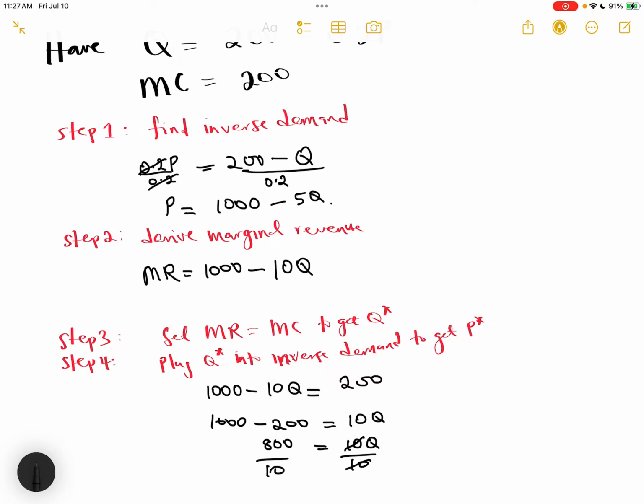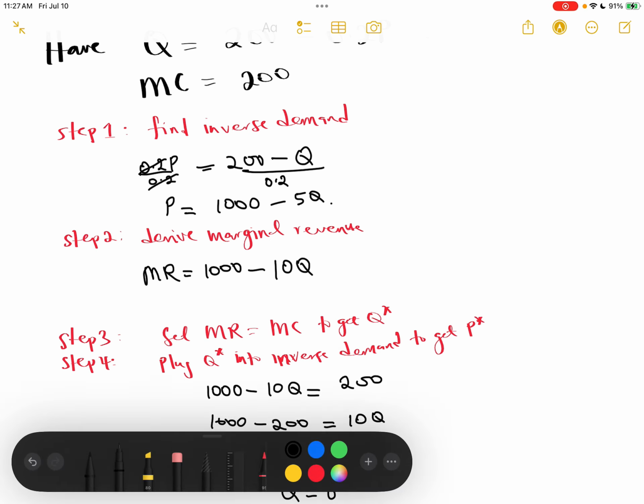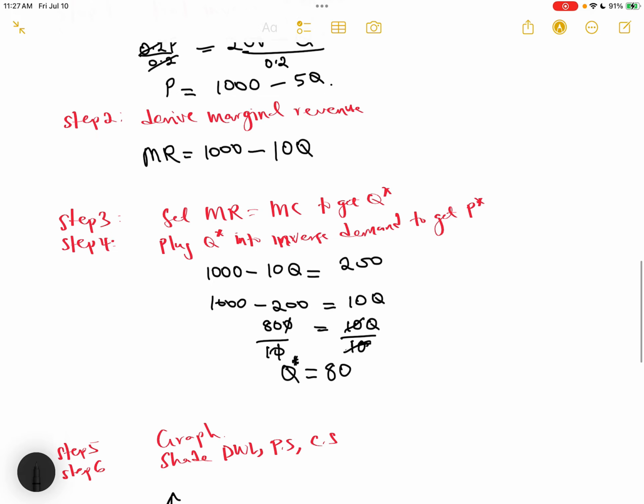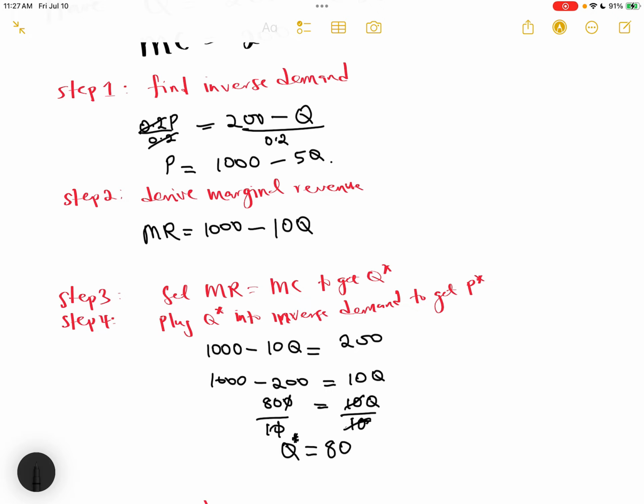So that your Q is equal to 800. Very good. 80, not 800. The Q is 80. Q is 80. I just canceled out, right? So 800 divided by 10 is 80. Q star is 80.